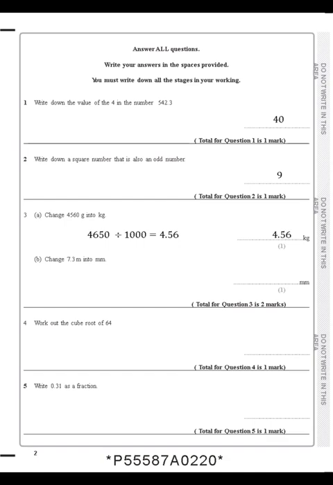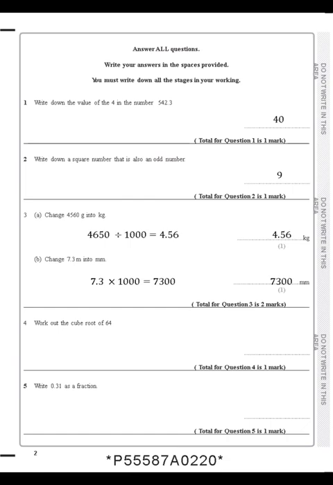Part B. Change 7.3 meters into millimeters. So we know that 1 meter is equal to 100 centimeters. But to get to millimeters, we also need to times it by 10 as well, which means 1 meter is equal to 1,000 millimeters. Therefore, 7.3 multiplied by 1,000 is equal to 7,300 millimeters.